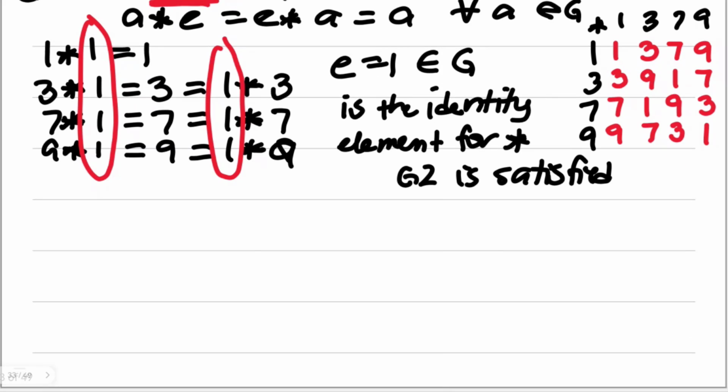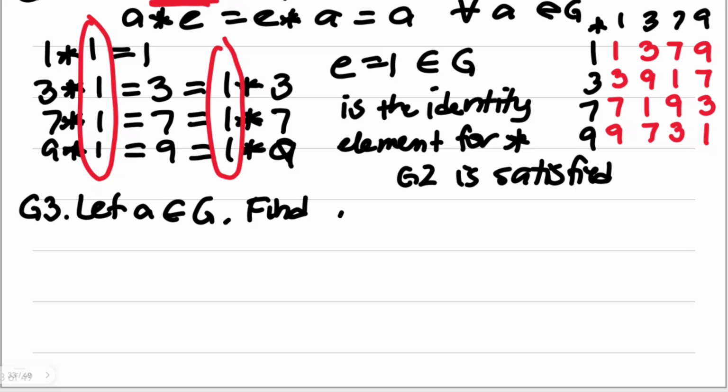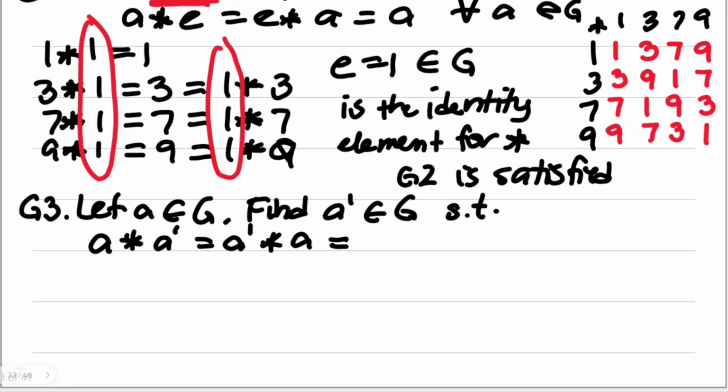Okay, so now that G2 is satisfied, and G2 is very important because for G3, the identification of inverses, let A be an element of G, we're going to find A inverse, which should also be part of G, because if the inverse is not part of G, then we cannot say it's a group. So we're going to find A inverse in G such that when A is operated to A inverse, just the same as when A inverse is operated to A, will result to our identity element, which is just equal to 1. So the identity element in G2 is very important for G3.